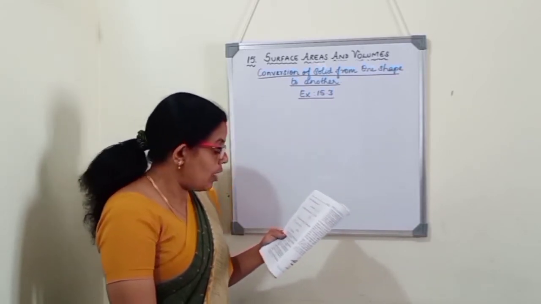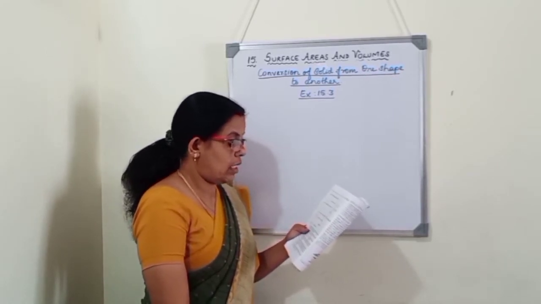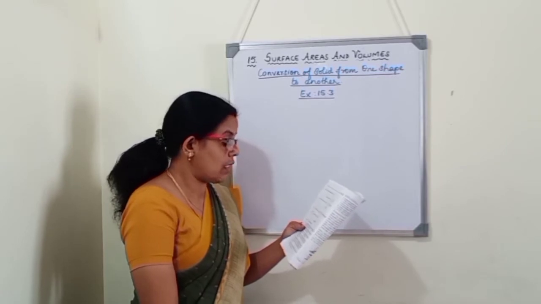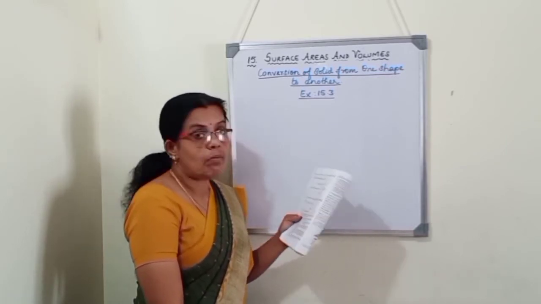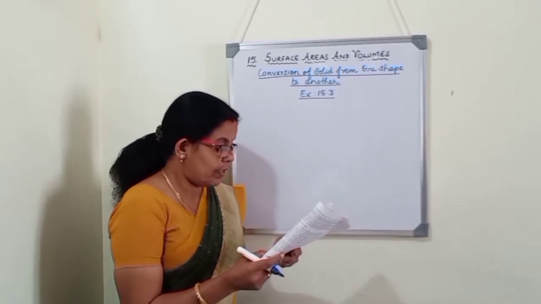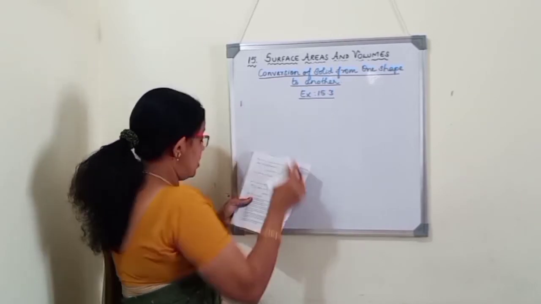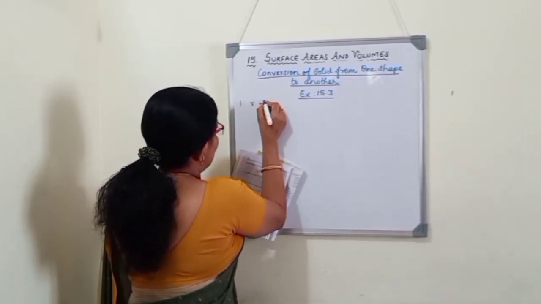Here a sphere of radius 4.2 cm is melted and recast into the shape of a cylinder. Sphere is melting and making the shape of a cylinder. Shape will be changing but volume will not change. We have to find the height of the cylinder. First we will write all the values which are given. Sphere of radius 4.2 cm.